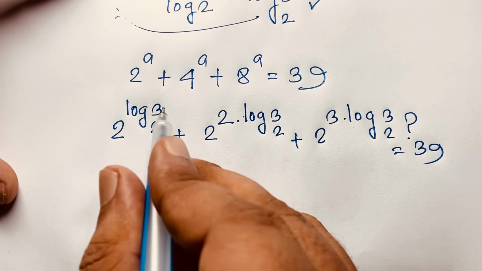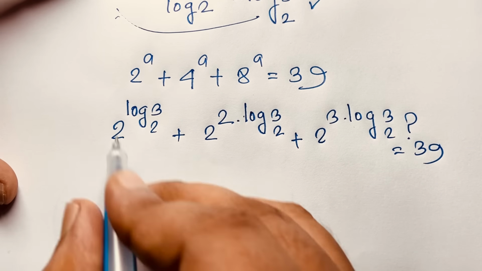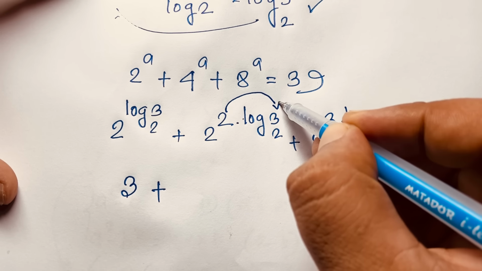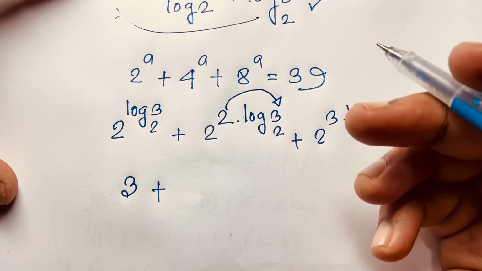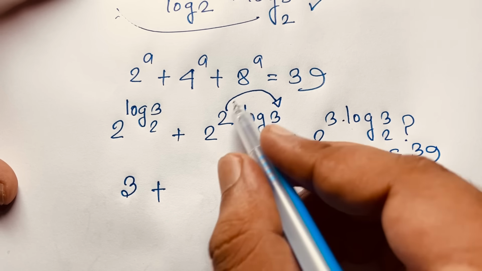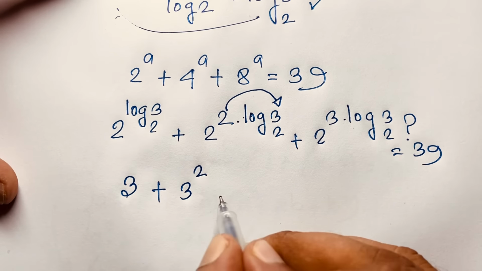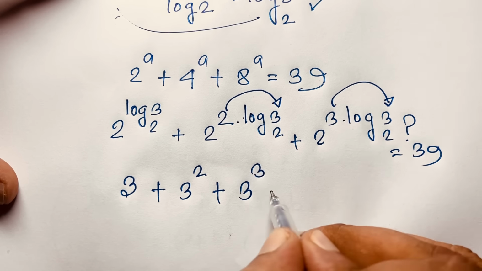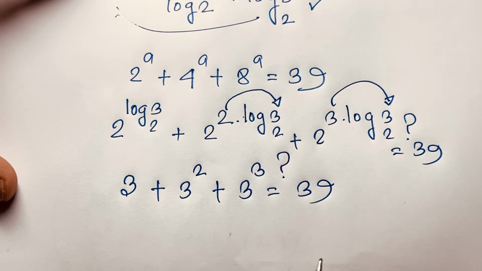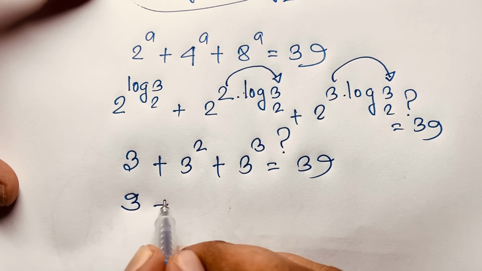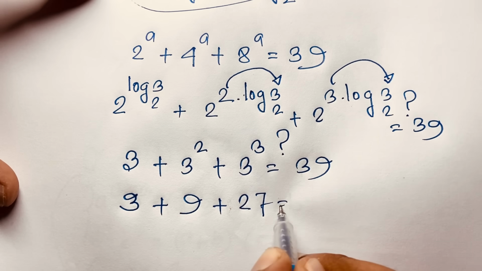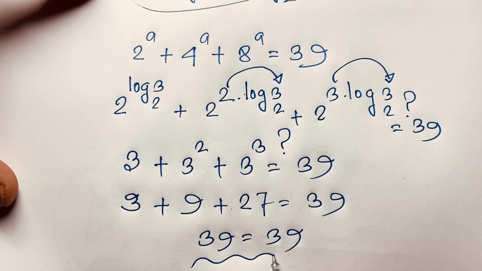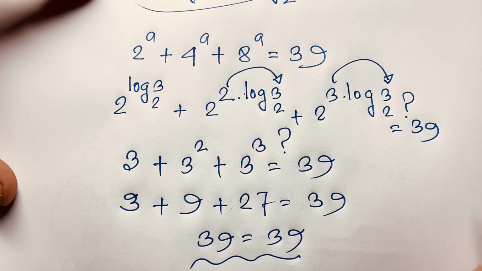Now here it will be 3 according to the natural log formula, and I just move this exponent from below to here according to the exponential formula, the natural log formula. So it will be 3 to the power 2 plus, and it also moves here, it will be 3 to the power 3 is equal to 39. Okay, now this is 3 and this is 9 and this is 27 is equal to 39. Now you can say it will be 39 is equal to 39. Here left hand side and right hand side are both equal in this math problem.